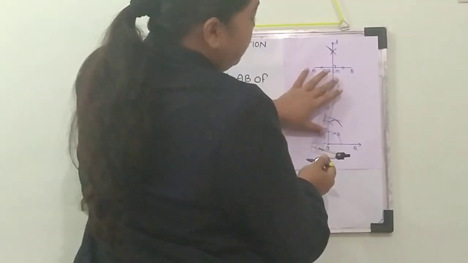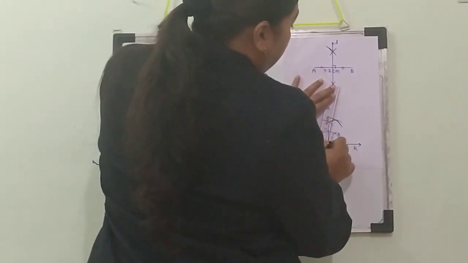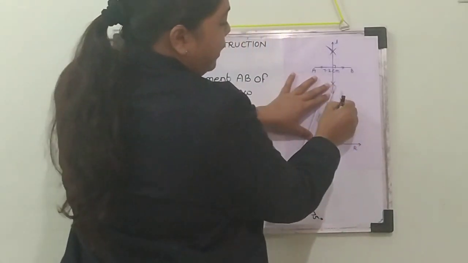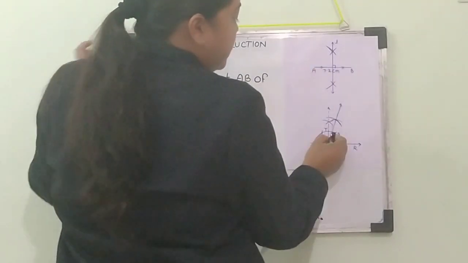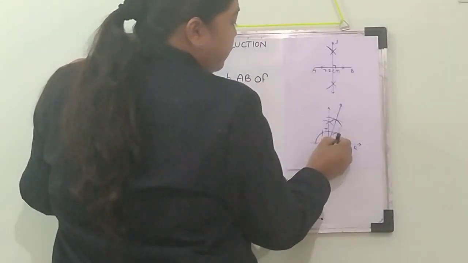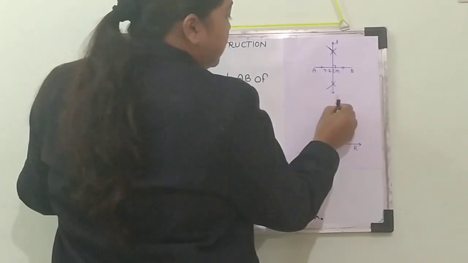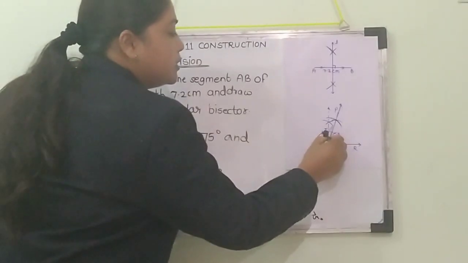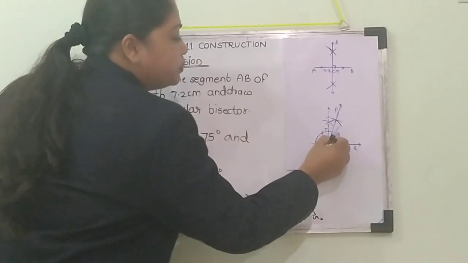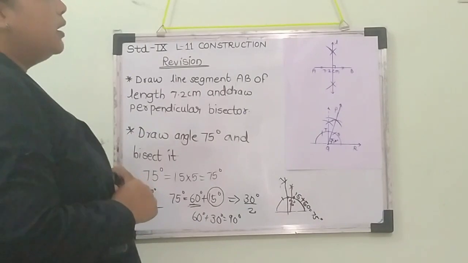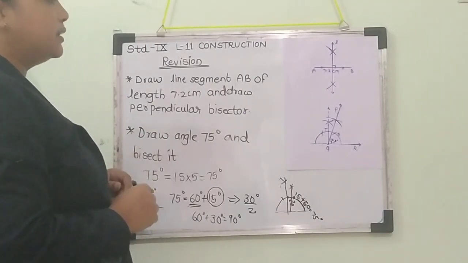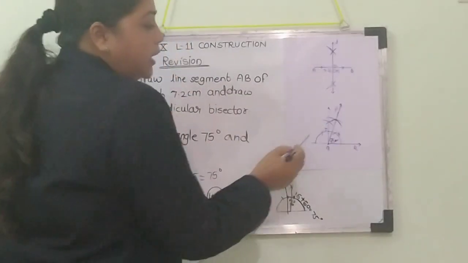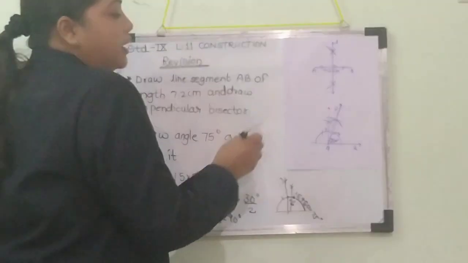So we have to draw now the ray passing through this intersection, and it is our required angle of 75 degree. So here I can put name P. So PQR equals to, we get 75 degree. Okay, now we have to bisect it. Now see the arc on 75 degree.